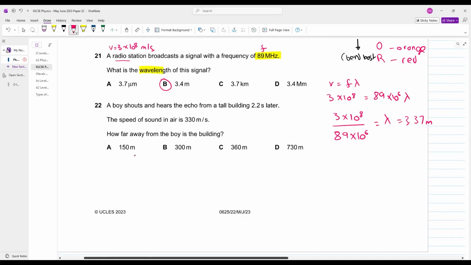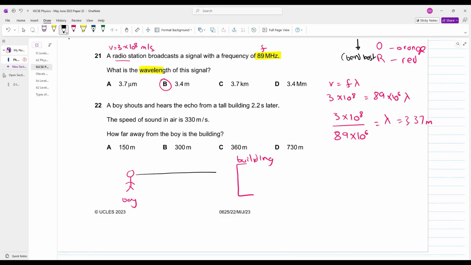A boy shouts. Okay, so this is your boy. Okay, this is your tall building. Perfect. Now read the question. A boy shouts and hears the echo from a tall building 2.2 seconds later. So here you are shouting, the sound goes, hits the tall building, returns back. Beta, your boy shouts, the sound goes, hits the building, returns back. This total thing is taking a time of 2.2 seconds.